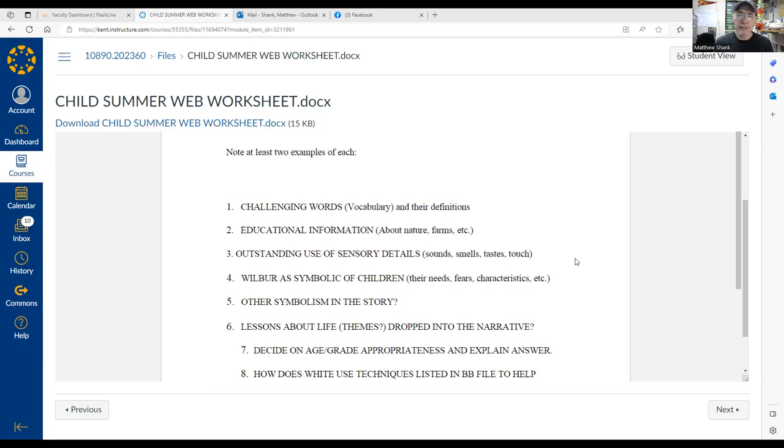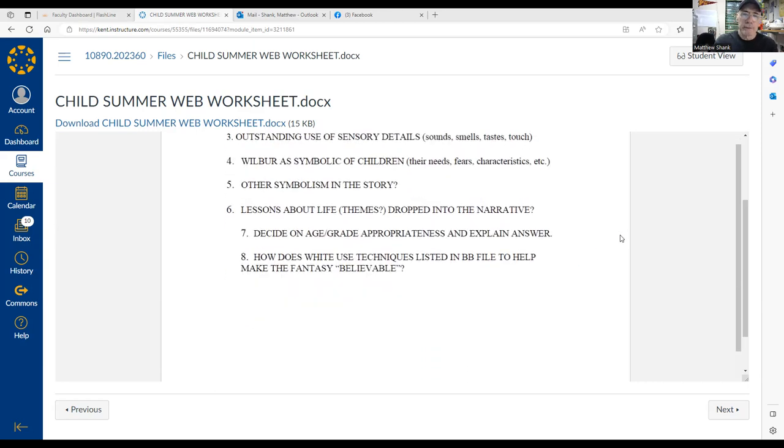Number six has to do with themes. I love this about the book as well. It's not just a cute little story about talking animals. I think it's about something. I think it has messages and lessons that children can learn from reading about the story. So what are at least two lessons about life, and I would call them themes, that are also dropped in the narrative?